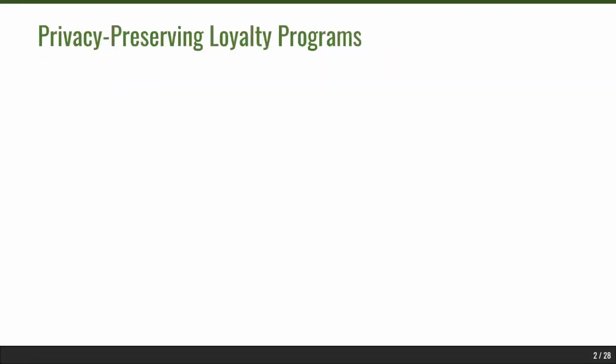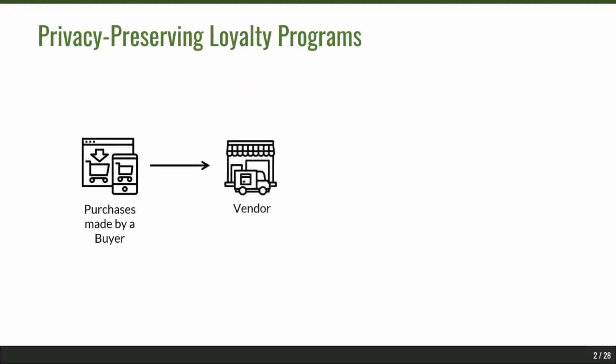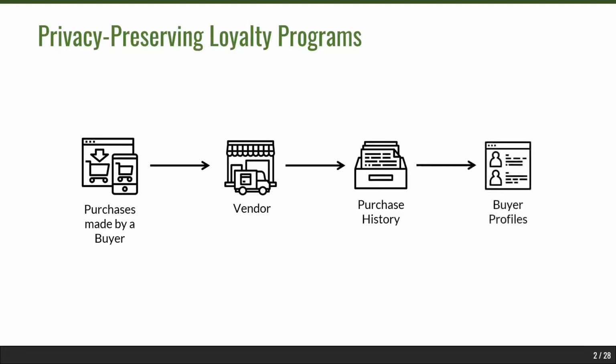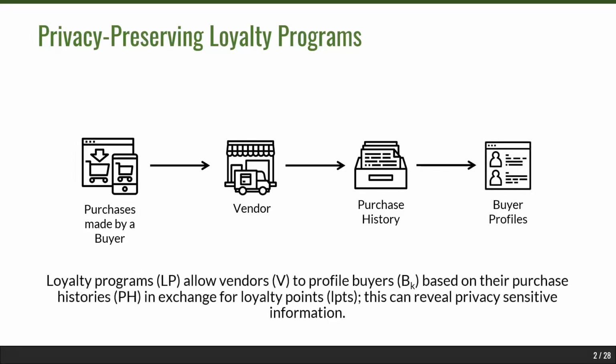A loyalty program is a marketing strategy where you have a buyer who makes some purchases from a vendor. And then this vendor collects information on these purchases, collates them, and eventually computes profiles for every buyer that purchases things from this vendor. And this is done typically in exchange for loyalty points, but this can reveal privacy-sensitive information.